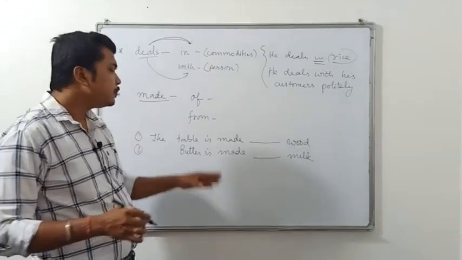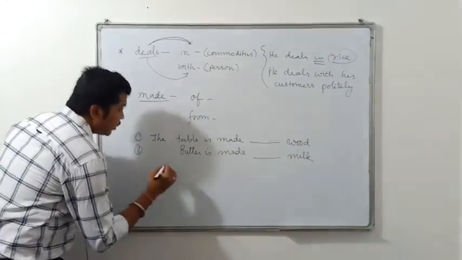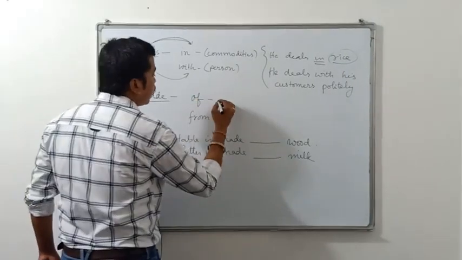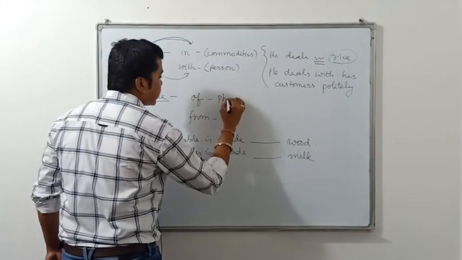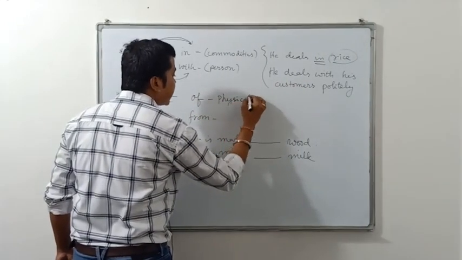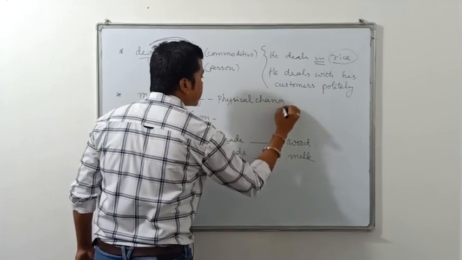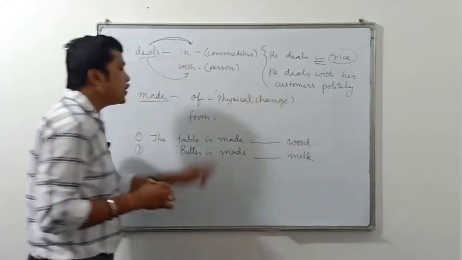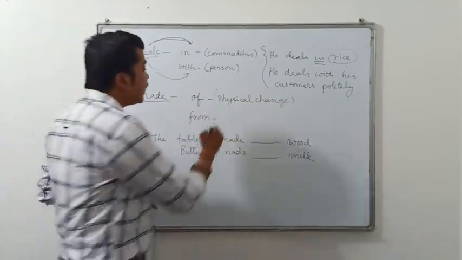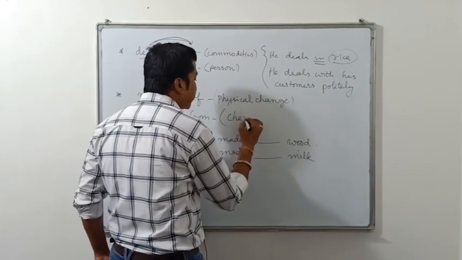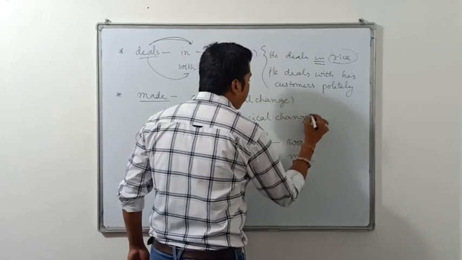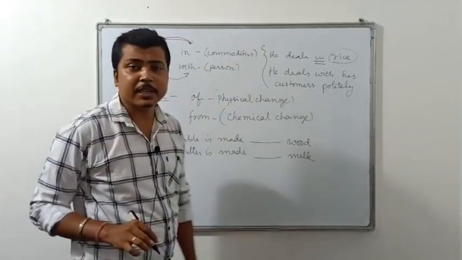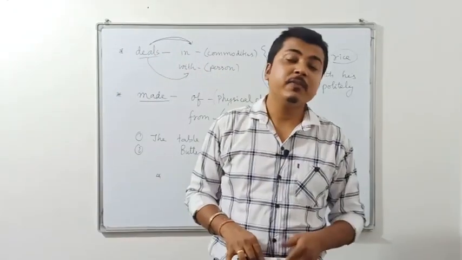Remember dear student, of is used when it is physically changed. When there is physical change in the substance, that time we use of. And when there is any chemical change in the substance, that time we use from. Now what do you mean by this chemical change and physical change? Now it is nothing, very simple.